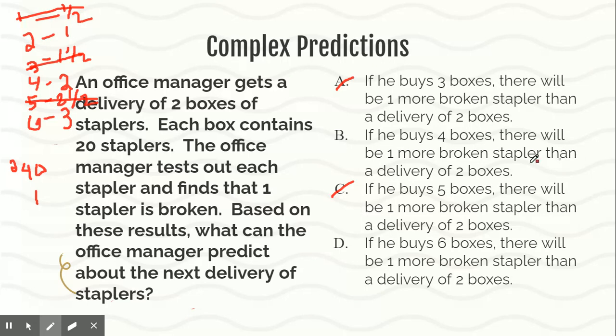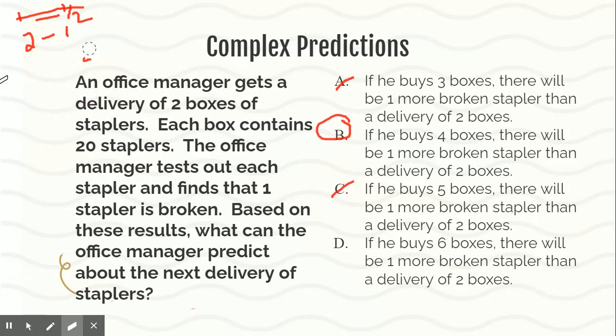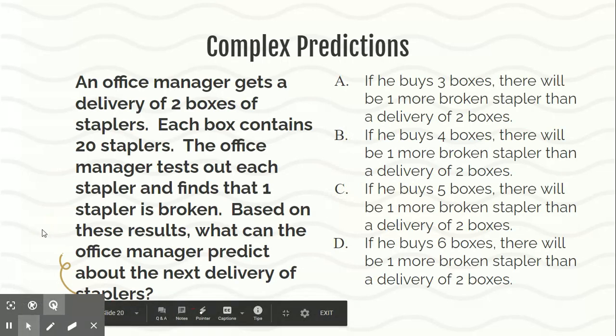If he buys 4 boxes, there will be 1 more broken stapler than a delivery of 2 boxes. Is that true? 1 plus 1 is 2. That's true. If he buys 6 boxes, there will be 1 more broken stapler. So that's not true because I know it was the 4. So it'd be that one. And guys, that's essentially all we have to do. On this one, we're basically trying to find the pattern for it. Like you can set up the proportion and everything for it, but it's easier to just find the pattern on it. Okay. I think that's all.